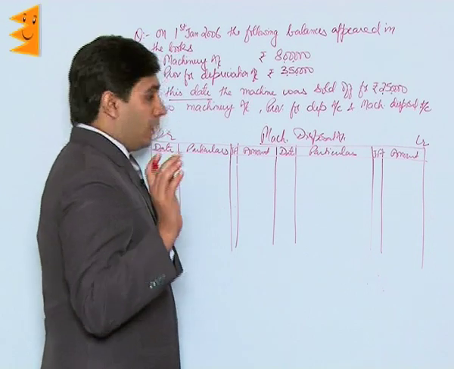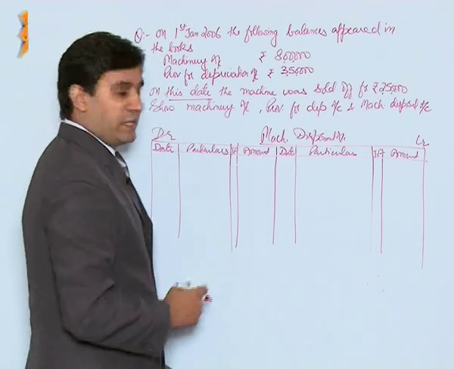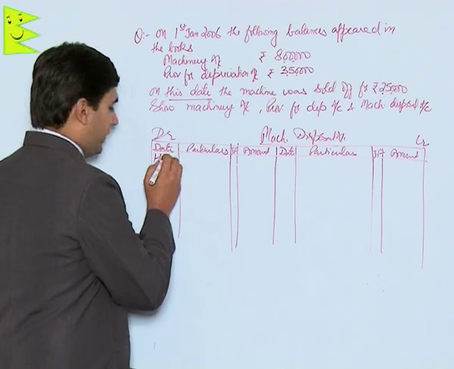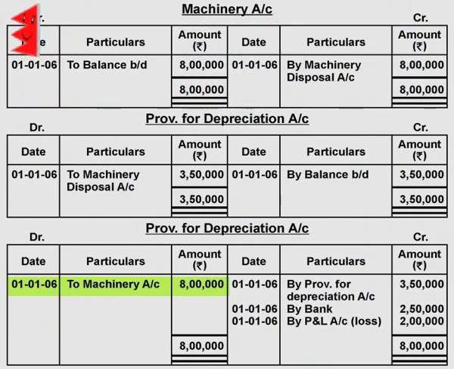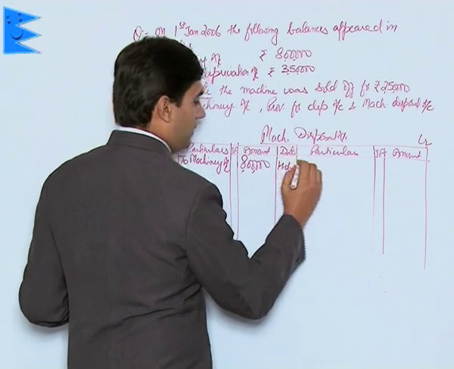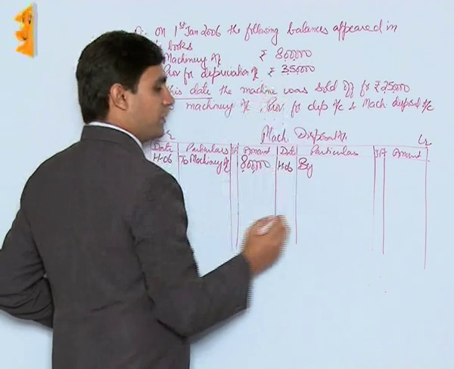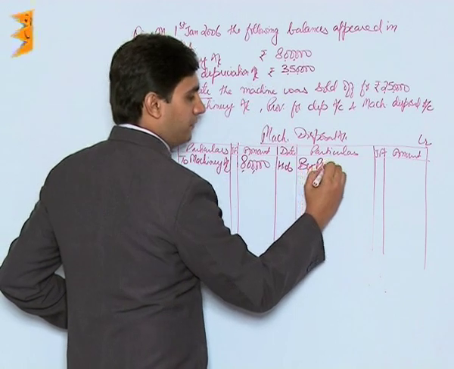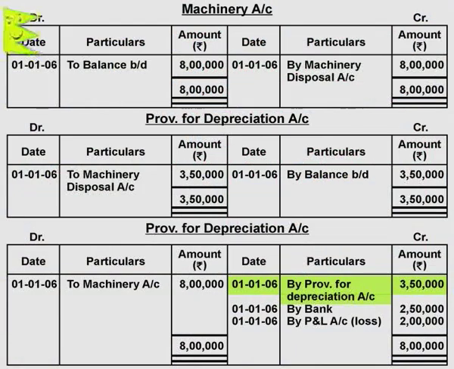Now, the machinery account had a posting on the credit side, so it would be recorded on that very date, that is on 1st January, on the debit side to machinery account. That is, the balance of rupees 8 lakh has been transferred to machinery disposal account, and this balance of provision for depreciation account would be recorded on the credit side by provision for depreciation account 3 lakh 50,000.